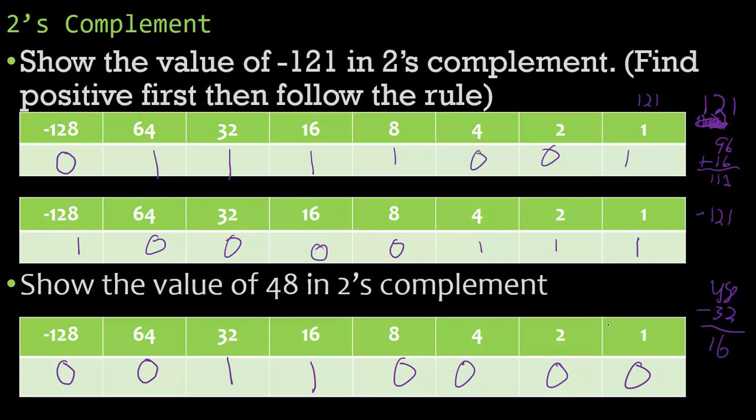So when you're looking for a negative number in 2's complement, don't worry about trying to add negatives to positive. That's just going to waste time. Simply find the positive value, then invert. If you're looking for a positive value in 2's complement, easy. All you do is find the normal binary number. Just make sure that negative 128 is a 0. Otherwise, you're going to wind up with a negative number.